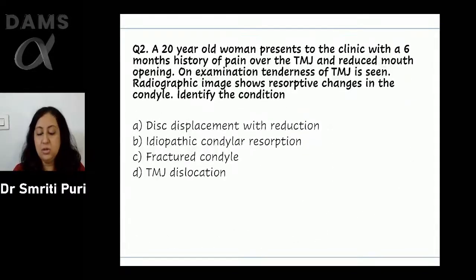Coming to the next question: a 20-year-old woman presents to the clinic with a 6 months history of pain over the TMJ and reduced mouth opening. On examination, tenderness of the TMJ is seen. Radiographic image shows resorptive changes in the condyle. Identify the condition. A is disc displacement with reduction. B is idiopathic condylar resorption. C is a fractured condyle. And D is TMJ dislocation. What would be the answer over here?